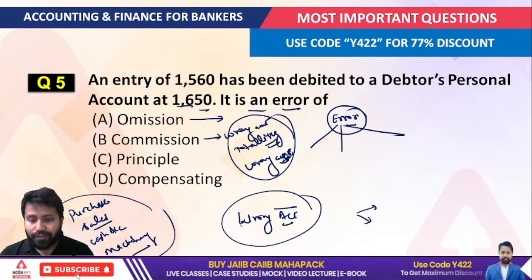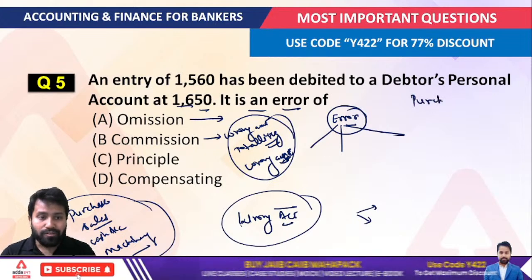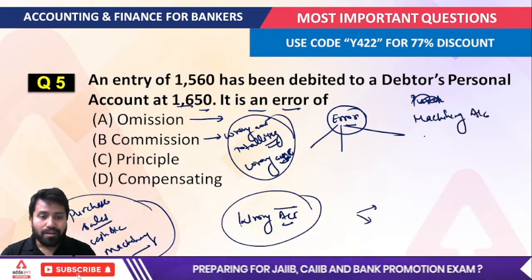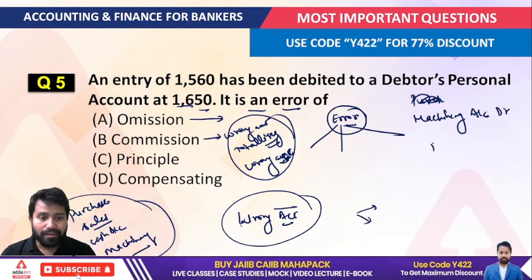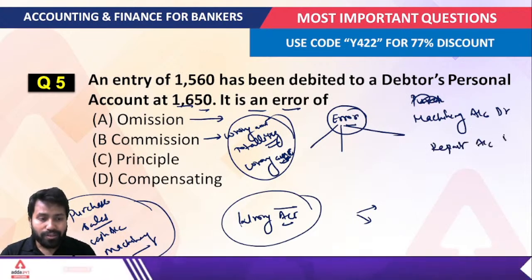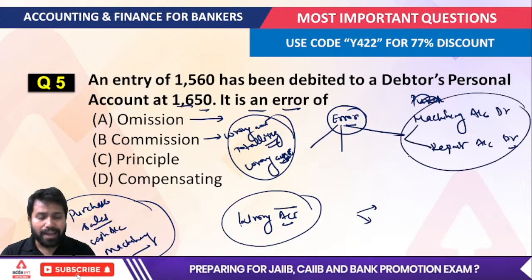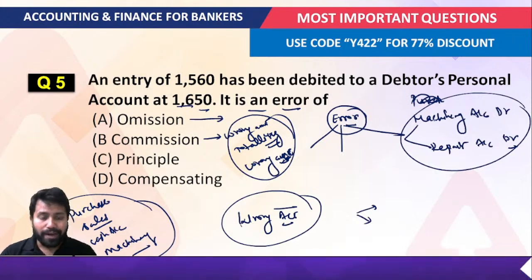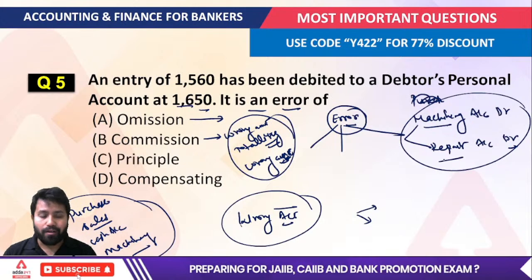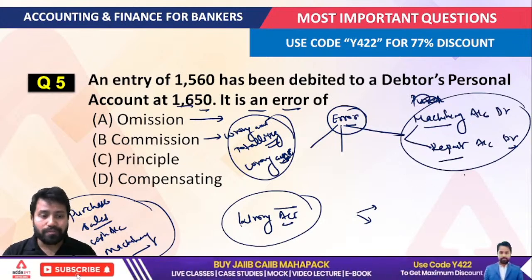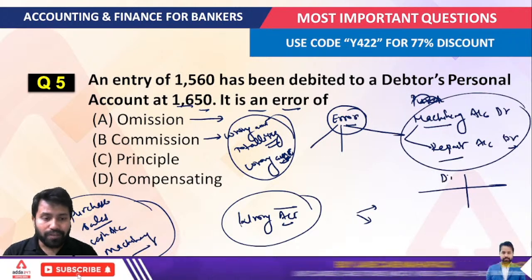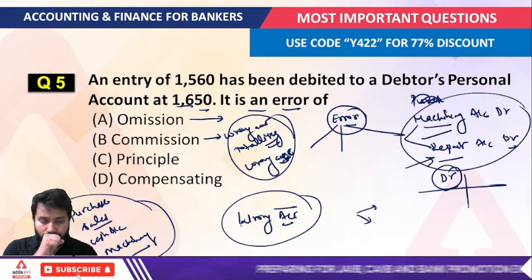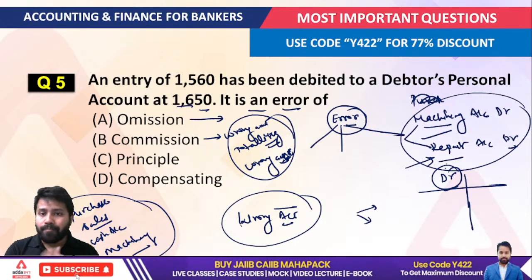Suppose I say you have to debit the machinery account, but by mistake you debited the repair and maintenance account. In this scenario, both accounts are related to the company's particular head of account. Machinery and repair are both the company's accounts. The very important feature of the error of principal is that it is always on the same side. Suppose we have to debit the machinery account, but by mistake we debited the repair account. This kind of error is known as an error of principal.